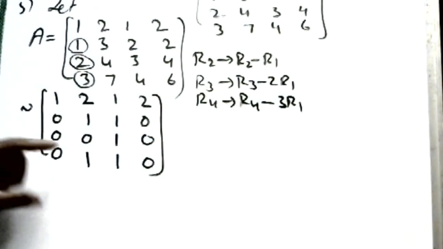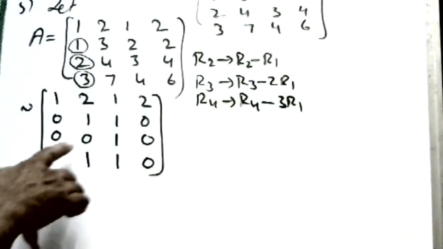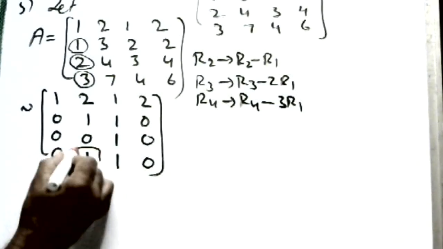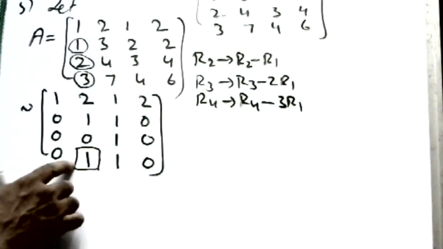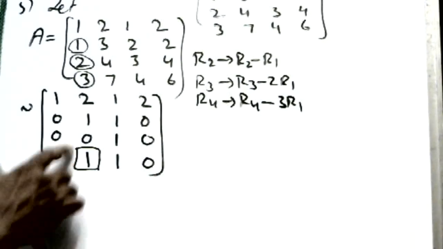So, the first step we finished. We made these 3 zeros. In the next step, we have to make these 2 zeros. No? This is already 0. Now, we have to make this one 0. To make this 0 is very easy.